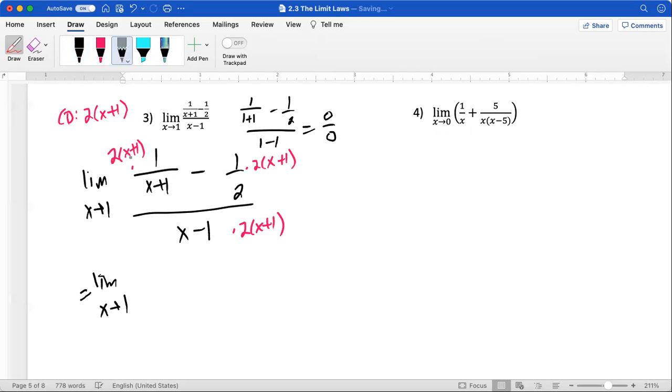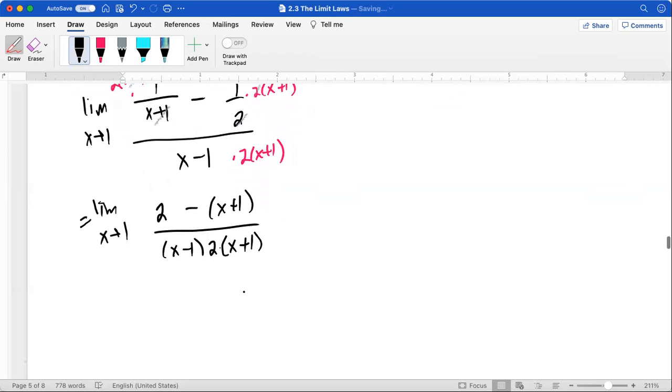So when I do this first term, the x plus 1's cancel from the numerator and denominator, and I'm left with 2. When I do this second term, the 2's cancel, so I'm left with x plus 1. And then the bottom, I'm just going to leave these all as they are: x minus 1 times 2 times x plus 1. Okay, I'm going to keep simplifying. So I'm going to distribute that negative sign.